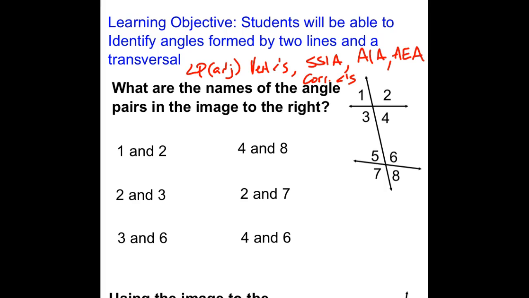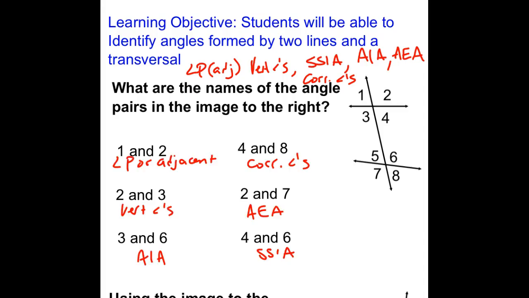So why don't you try to fill in as many relationships as you can, and then we'll talk about them. All right, you can check your answers with mine. The first one, angles 1 and 2 are a linear pair or adjacent angles. 2 and 3 then were vertical angles. They're opposite each other. 3 and 6 are alternate interior. They're both inside those parallel lines, between them and on opposite sides of the transversal.